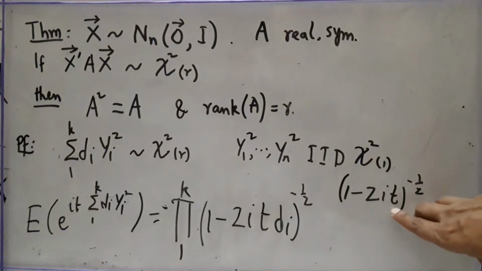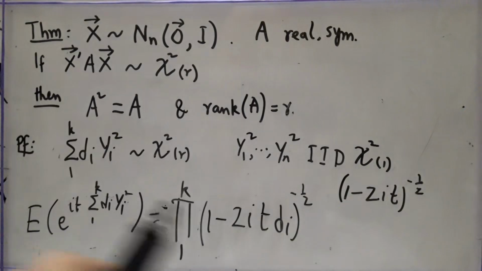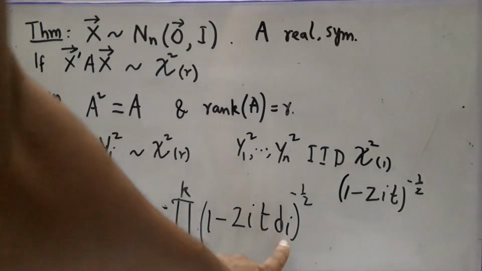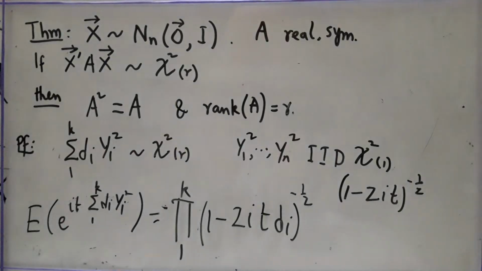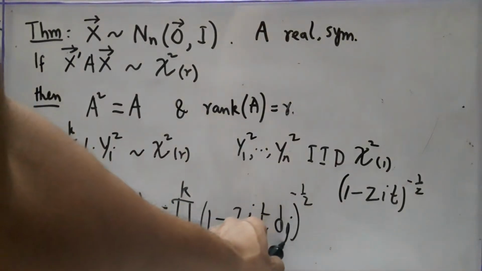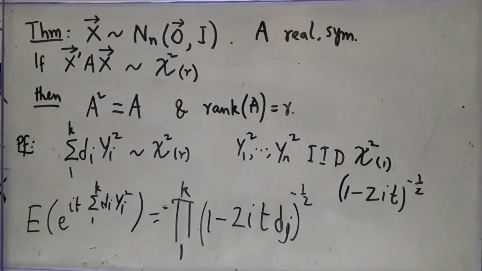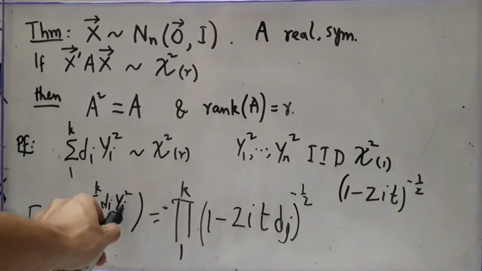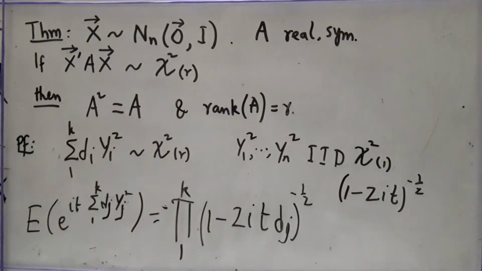Same thing, but in place of t I am writing t times di. Right now I notice that there is a little problem. I am using i for the complex unit and I am also using i as my index. I should better not use i for the index, I will call it j. So j going from 1 to k. Similarly here also I will make this j.